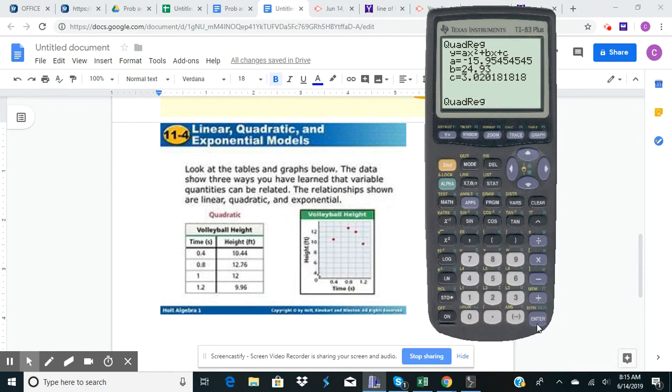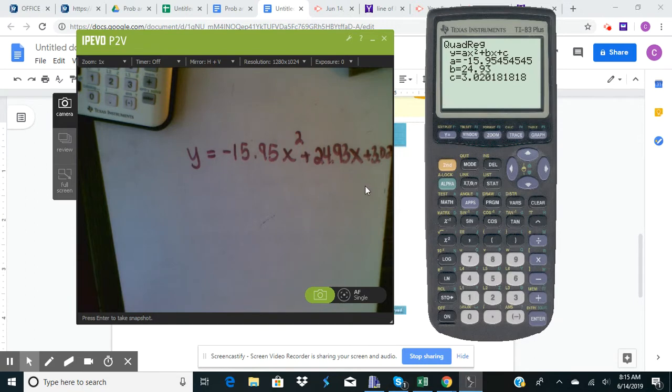Choice 5, and when I enter that in, I'm going to get my information. Here's my equation, ax squared plus bx plus c. Here are my a, b, and c values. Now I've gone ahead and written that down on my paper, so when I go to y equals, I can type that in. So negative 15.95 x. This x above the apps key is the variable key, and I'm going to square it, plus 24.93 x plus 3.02.